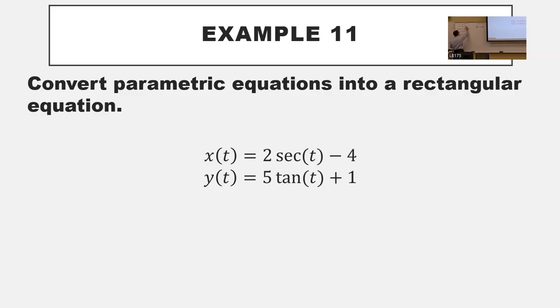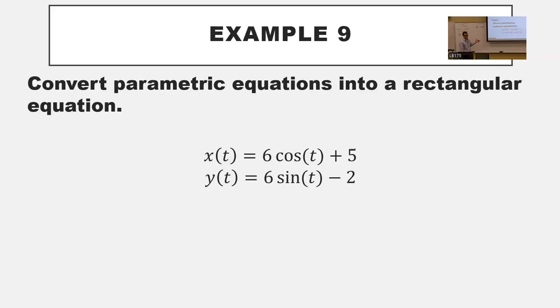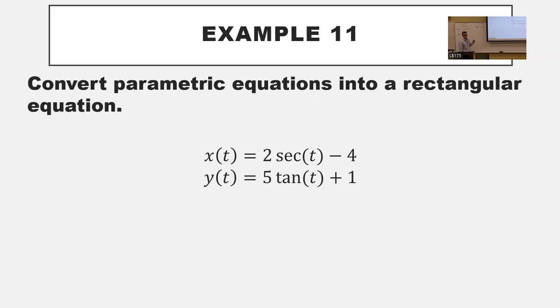I want you to try this one, and hopefully it's pretty clear that you use the other trig identity on this one, right? Okay. 1 plus tangent squared is equal to secant squared.